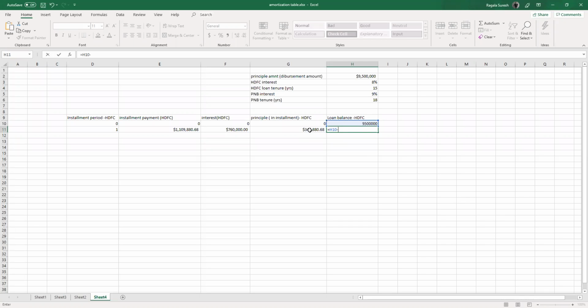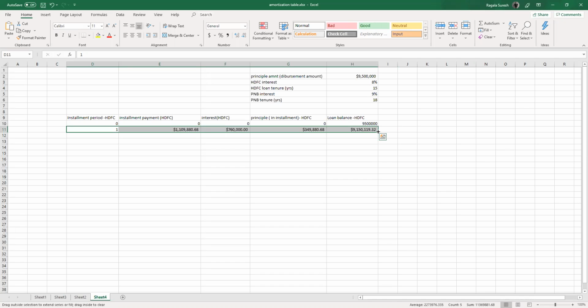This is the amortization table, right? For each period it is the previous loan balance. For the first entry it will be the actual principal amount, but for the next period, whatever we get now, minus the next period principal paid. So previous loan balance minus principal paid currently is the current loan balance.